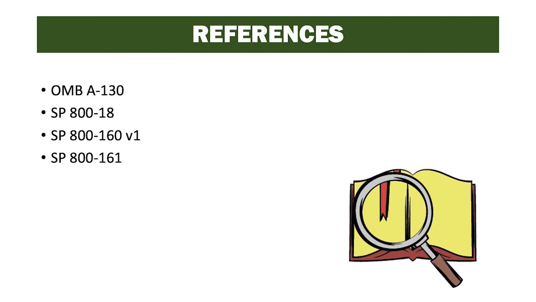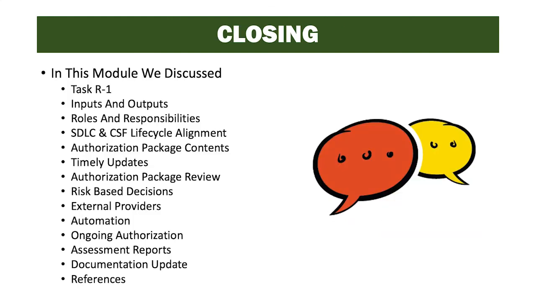So references for this task include OMB A130, Special Publications 800-18, 800-160 Volume 1, and 800-161. In this module, we discussed the task R1, its inputs and outputs, roles, responsibilities, the SDLC and CSF lifecycle alignments, the authorization package contents, timely updates, authorization package review, risk-based decisions, use of external providers, automation, ongoing authorization, assessment reports, documentation update, and of course references.